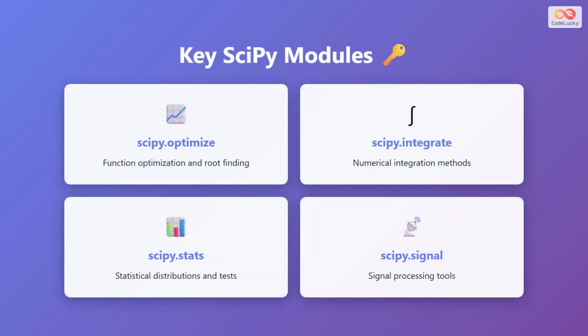SciPy is organized into several specialized modules. scipy.optimize provides function optimization and root finding algorithms. scipy.integrate offers numerical integration methods. scipy.stats contains statistical distributions and hypothesis tests, and scipy.signal provides tools for signal processing. Each of these modules works directly with NumPy arrays.